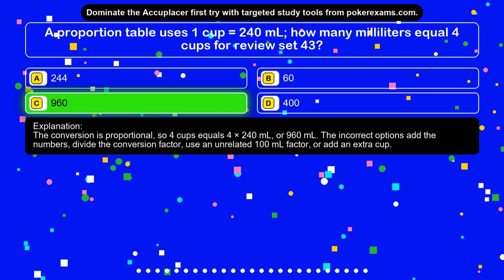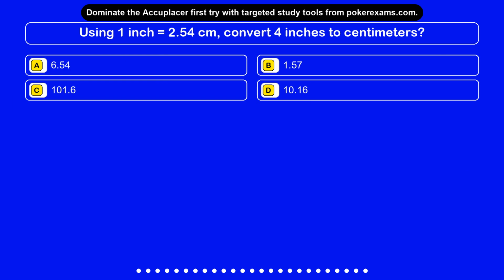Question 6. Using 1 inch equals 2.54 centimeters, convert 4 inches to centimeters. Option A, 6.54. Option B, 1.57. Option C, 101.6. Option D, 10.16.